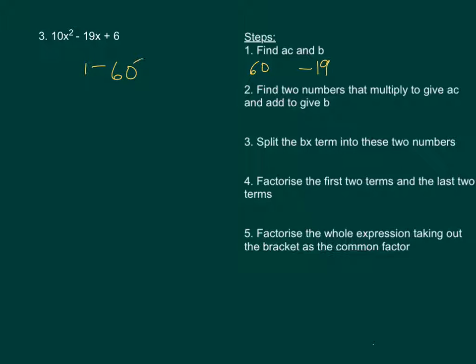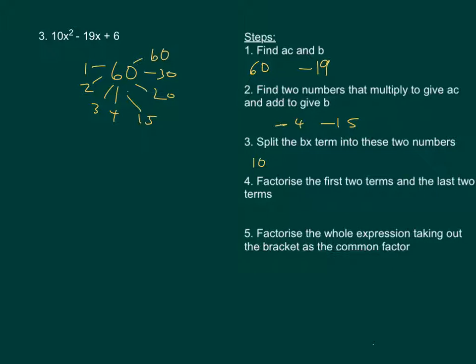So 1 and 60 doesn't work. 2 and 30 doesn't work. 3 and 20. 4 and 15. This looks like it's going to work. So we're going to be using minus 4 and minus 15. And it says split the bx term into these two numbers.